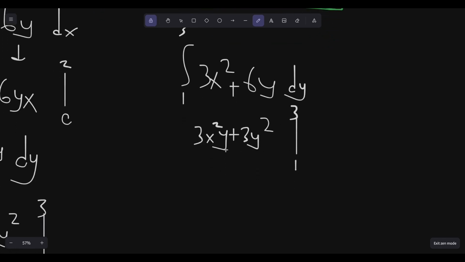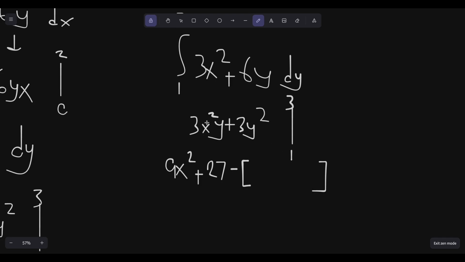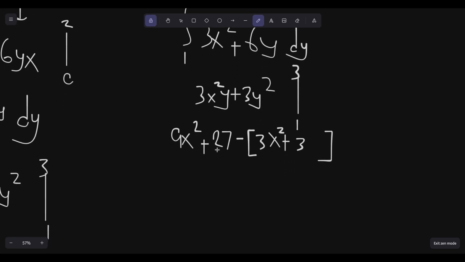And so when we plug in 3 into these, what do I get? I get 9x squared plus, and then this is going to be 27. And I subtract this by, I like putting things in brackets. I don't know why. It kind of just looks cool. This is going to be 3x squared and plus, and that's just going to be 3. And so when we actually do the subtraction, we get 6x squared plus 24.